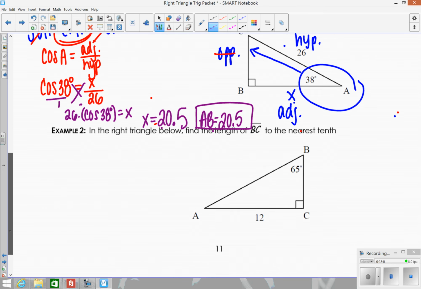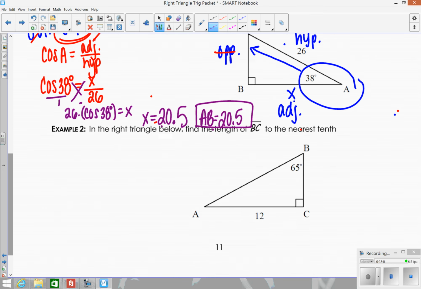So let's try another one. In this, we have a right triangle again. We want to find BC, so I'm going to put an X on BC. We're going to round it to the nearest tenth. So again, I'm going to start with identifying the angle. What's my reference angle? Which acute angle am I using? In this case, I'm using angle B because that's the one that has a measurement.